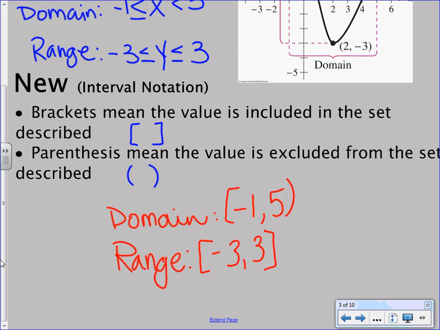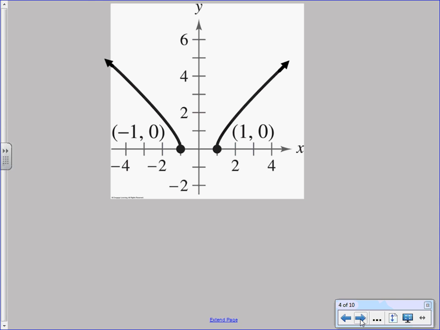Let's look at another example. Okay, I have this graph.